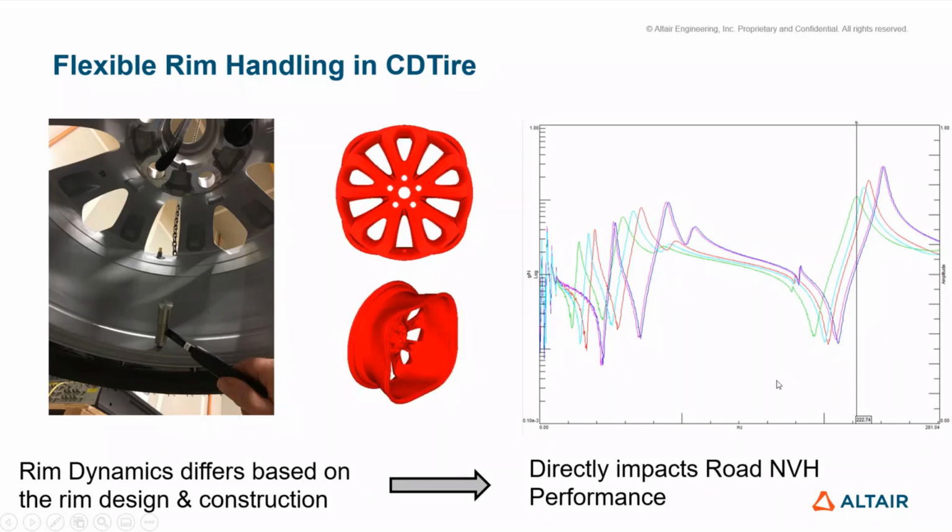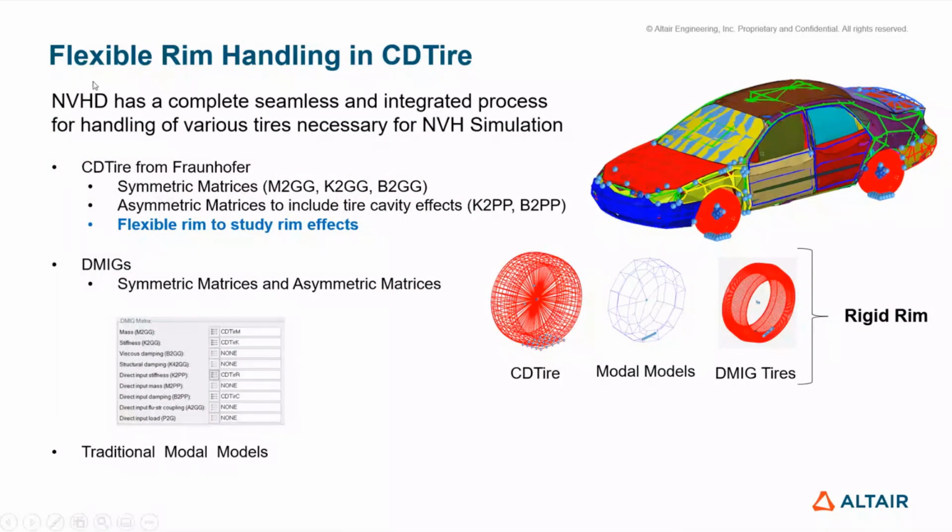And this in the end affects the road NVH performance, because as the rim design changes, the dynamics change, and eventually it will change your NVH performance. So in the last few webinars, we had seen that NVHD has a complete, seamless and integrated process for handling various tires necessary for NVH simulation. So we have CD tire, front runner, traditional DMIGs supporting symmetric and asymmetric matrices, as well as traditional models of tires. But all of them were from a rigid rim.